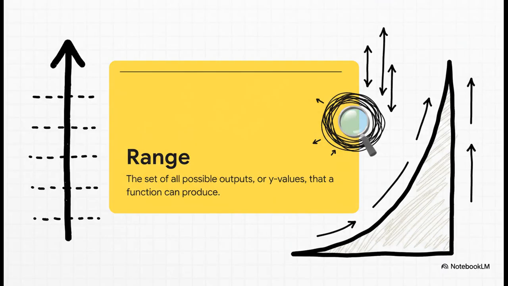And the range? Well, that's what the function spits back out. It's the whole set of possible results, or y values, that the function creates. And we see those along the vertical y-axis. It's the answer to the question, what did we get?